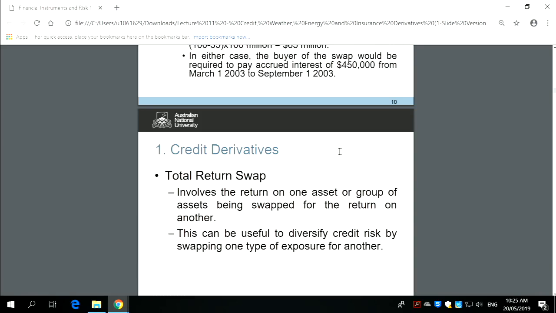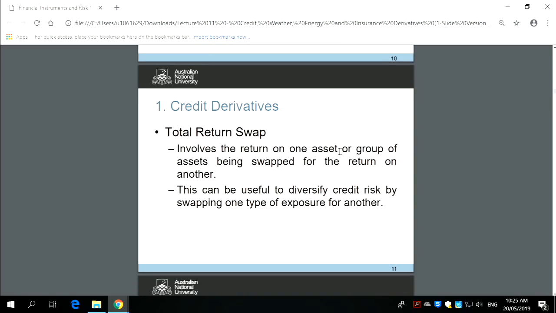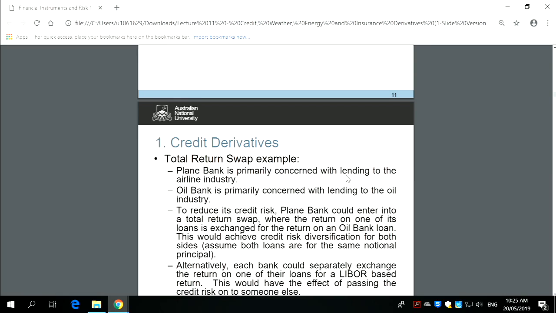Okay, so that's the CDS contract. Then the second type of credit derivative we're going to talk about is the total return swap. Okay, we kind of mentioned the total return swap a little bit in last week's lecture. So I'm going to give you guys a simple example.